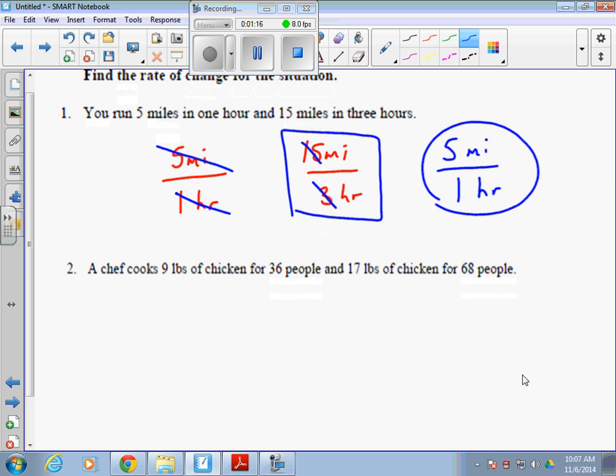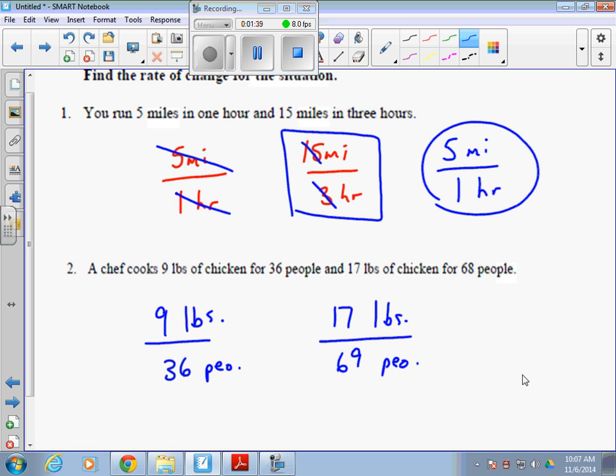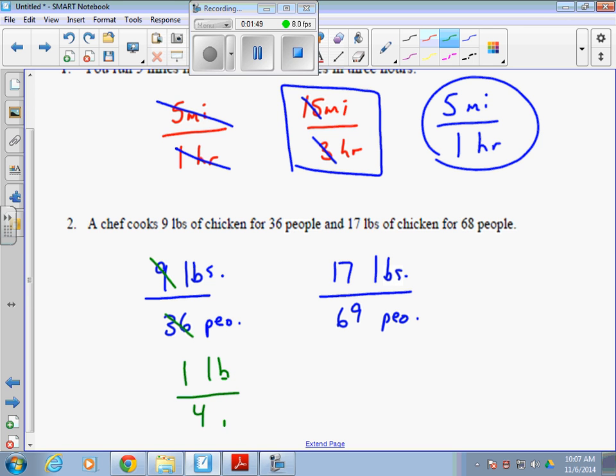This one's a little bit better to understand what I'm talking about. It says a chef cooks 9 pounds of chicken for 36 people and 17 pounds of chicken for 68 people. So 9 pounds for 36 people and 17 pounds for 68 people. What you're trying to do is simplify that. The number 9 goes into this one 1 time, and it goes into this one 4 times. So what it's saying is the chef is cooking 1 pound of chicken for every 4 people. 1 pound for every 4 people.